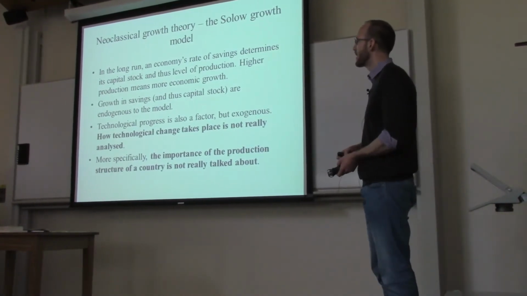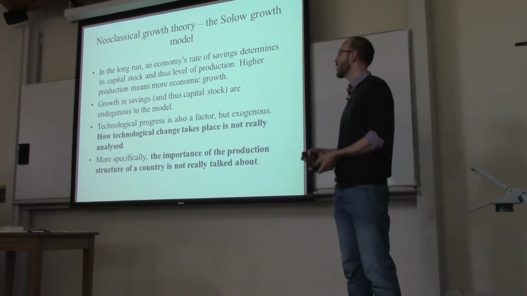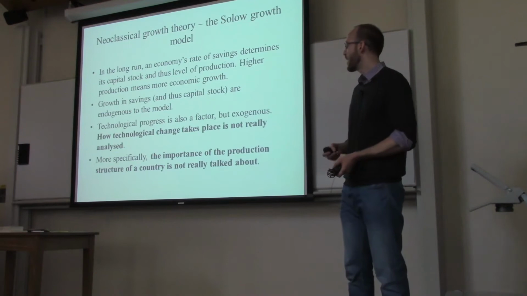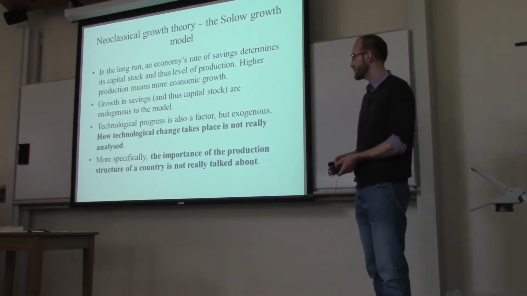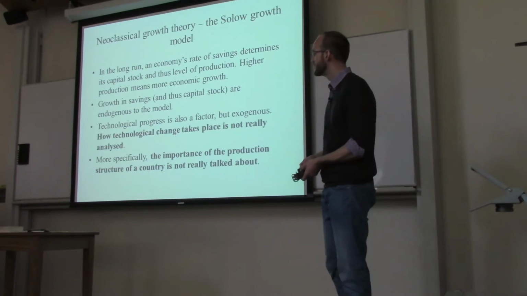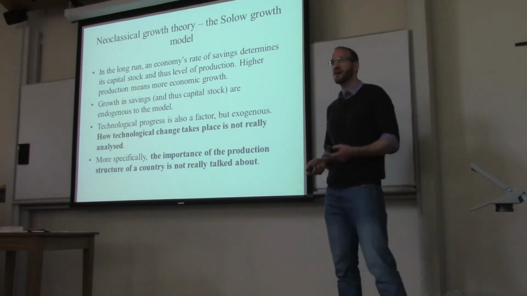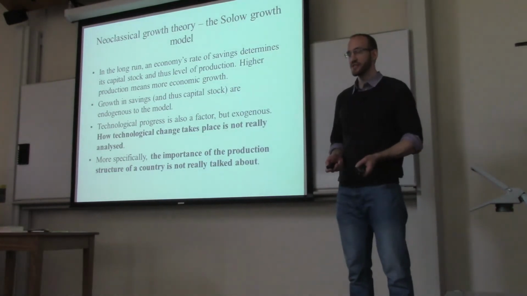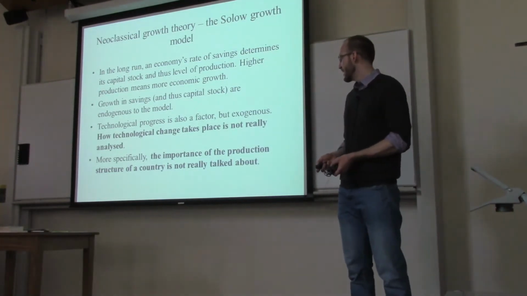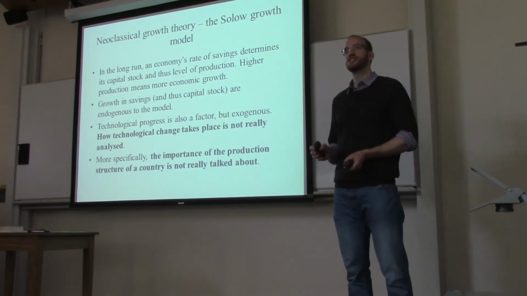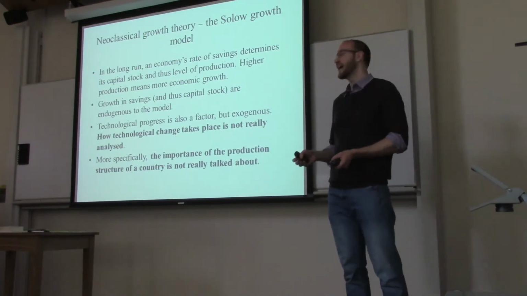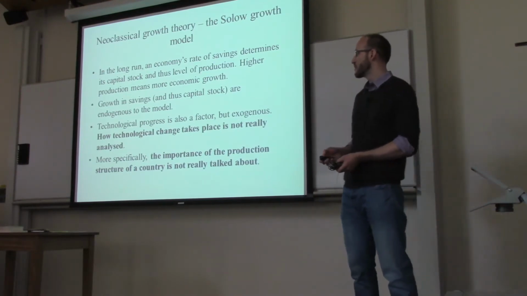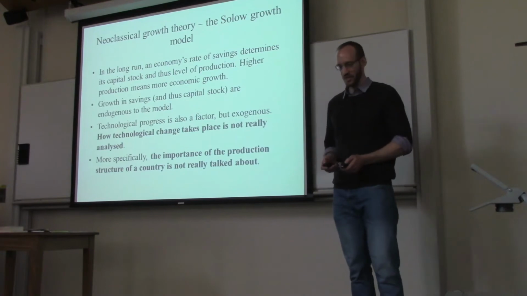The Solow growth model says that in the long run, an economy's rate of savings determines its capital stock and thus its level of production. Higher production means more economic growth. Growth in savings and thus growth in the capital stock are endogenous to the model. Technological progress is also a factor, which is good, but it's exogenous. And most importantly, how technological progress happens is not really analyzed much. More specifically, the importance of the production structure of a country is not really talked about, which I'm going to talk about now.